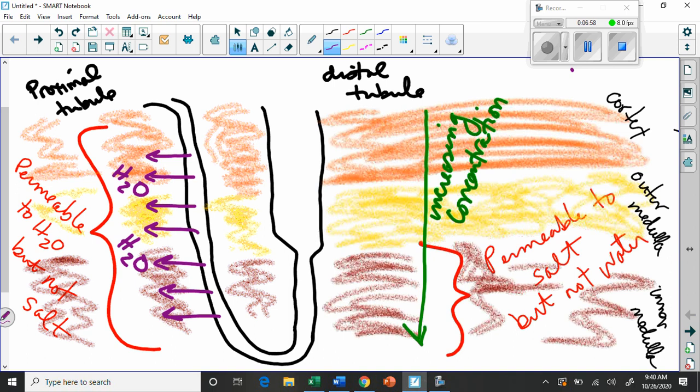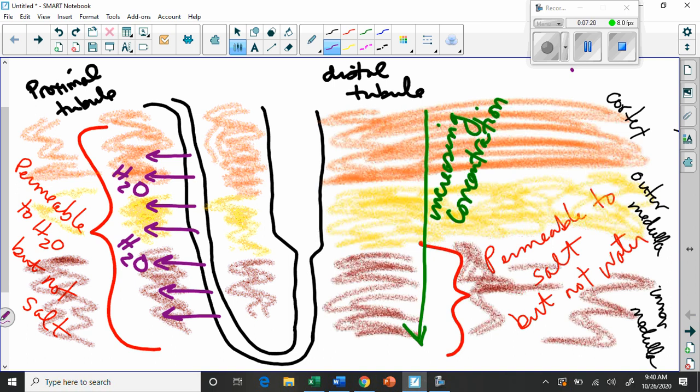Otherwise, if you pulled water out at the top, then you'd have an isotonic situation. You'd have the urine filtrate in the tube the same concentration as the tissue, and nothing would move. But if the tissue keeps getting more concentrated, it'll keep pulling water out because the osmolarity increases as we go down. And that's what you have to understand.